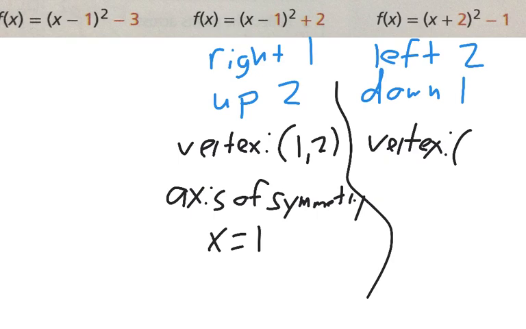Where's the vertex? Negative 2, negative 1. I used to be at (0, 0). If I move left 2 and down 1, I'm at (negative 2, negative 1). Remember, going down is negative. I'm still getting used to that. That's okay. That's all right.